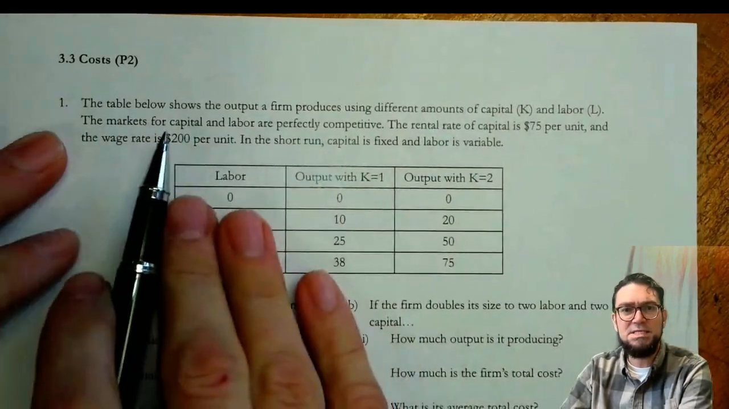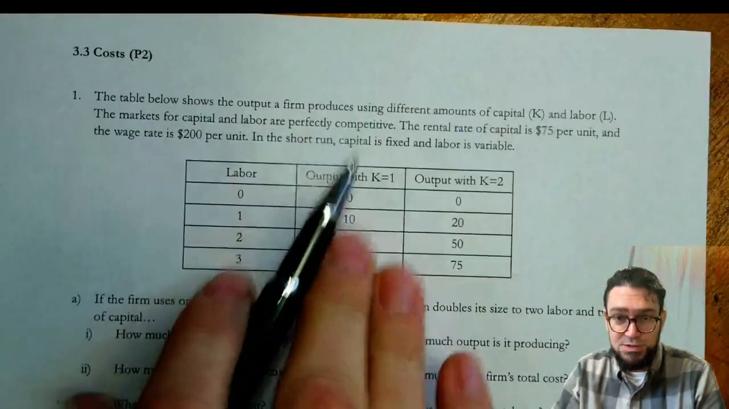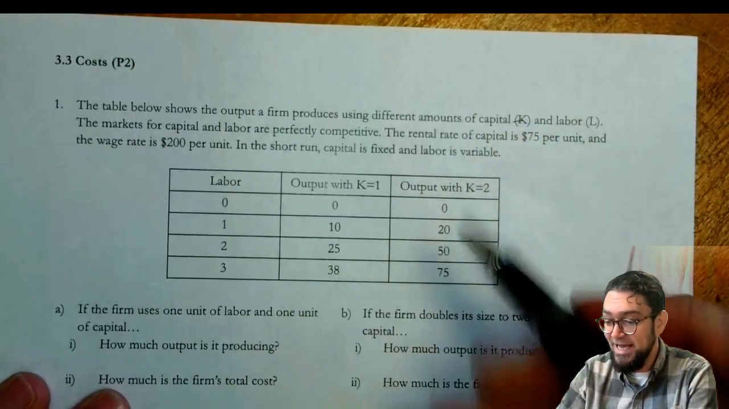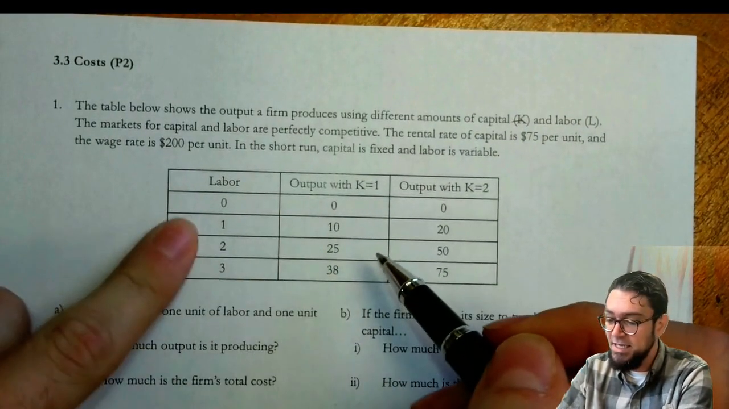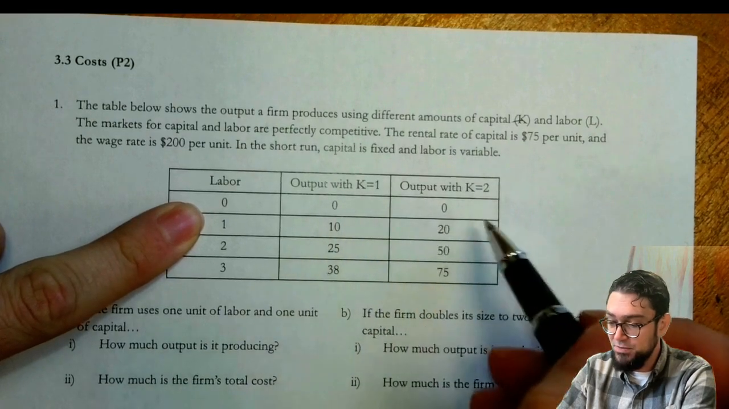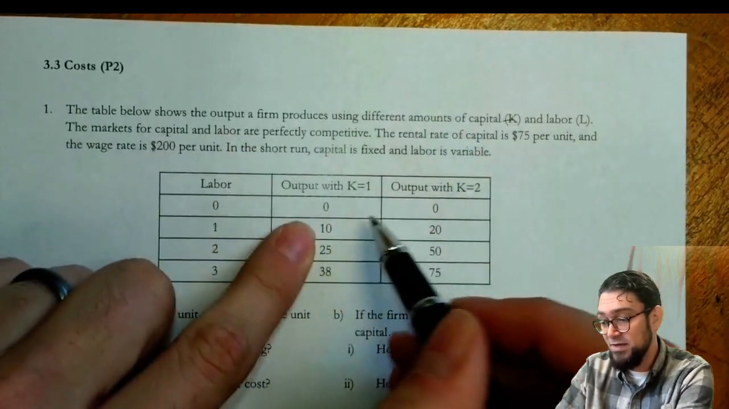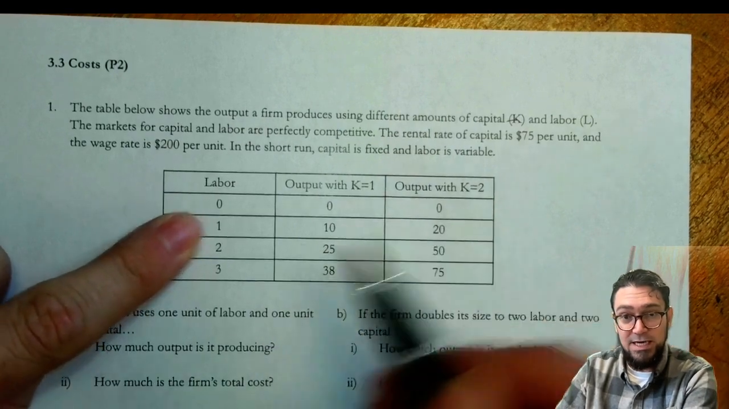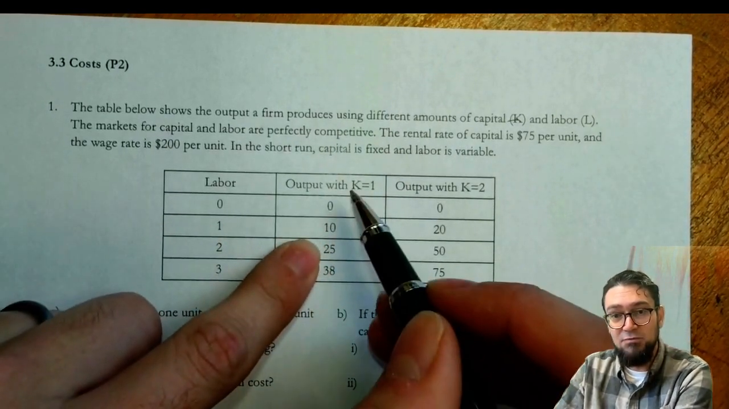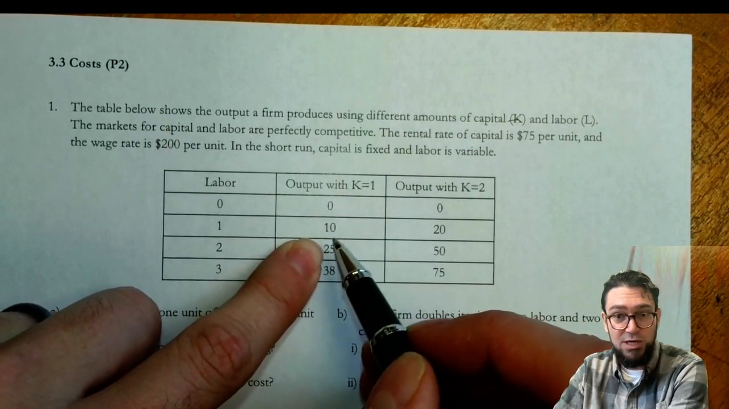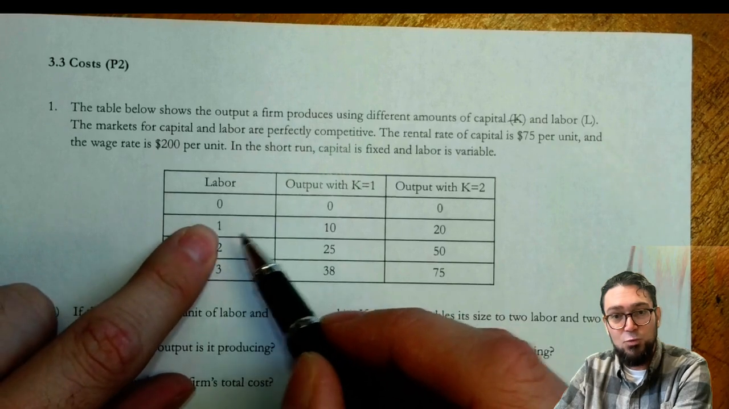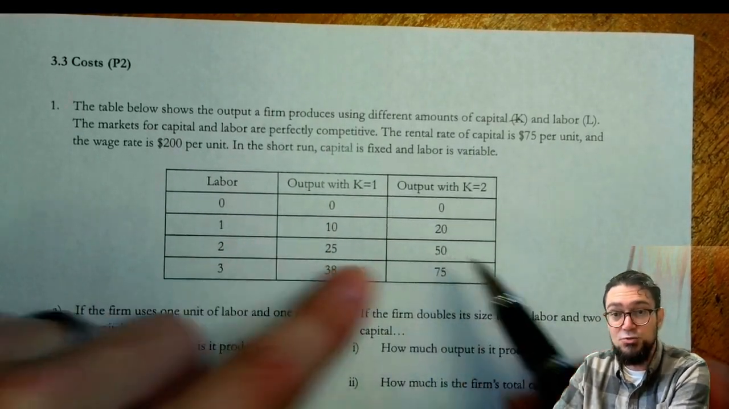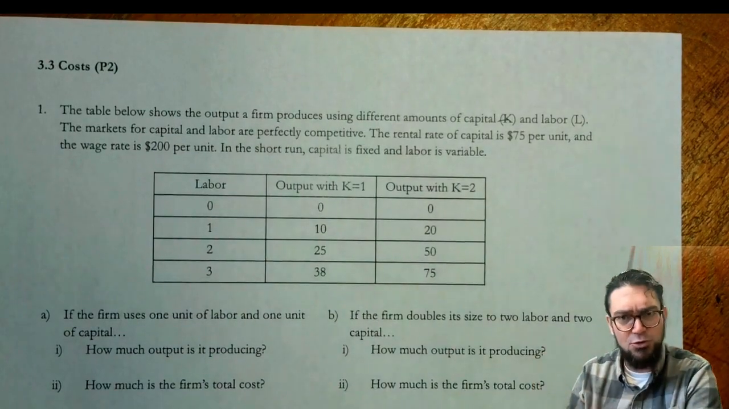So this first problem says the table below shows the output a firm produces using different amounts of capital and labor. And then we often abbreviate capital with a K. So that's what this column is telling us: if we have zero labor and no capital, it doesn't matter if we have one capital or even two capital without any labor, we're not producing anything. But if we have one labor and we have one capital, that is to say one machine, then we'll make 10 units. If we have one worker and say two machines, we'll make 20 units. And if we have two workers and two machines, we'll make 50 units. So that's kind of how you read this table.